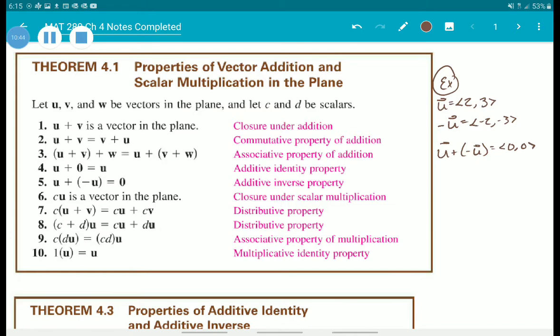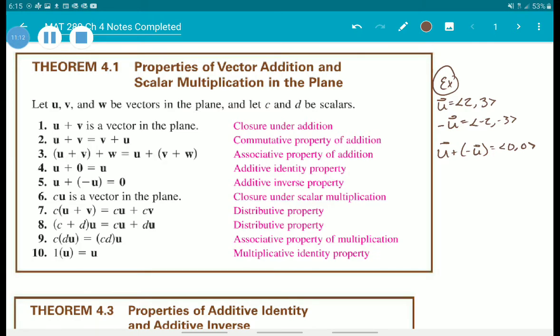Same thing would be true with 3-dimensional vectors. If we have a scalar value, so think about a scalar as a real number, times a 3-dimensional vector, then I will still get a 3-dimensional vector. So I started in the 3-dimensional world with u, I end up in the 3-dimensional world. There's no way I can get out of that 3-dimensional world. So that's what it means to be closed under scalar multiplication.